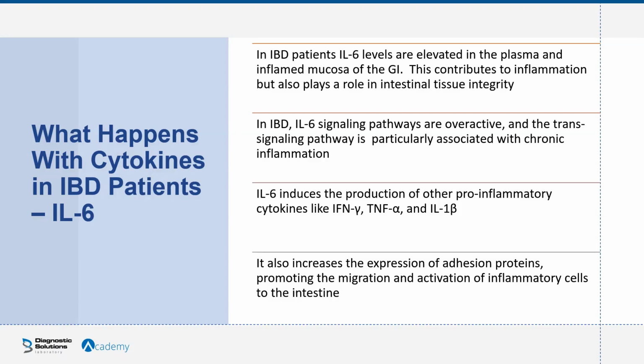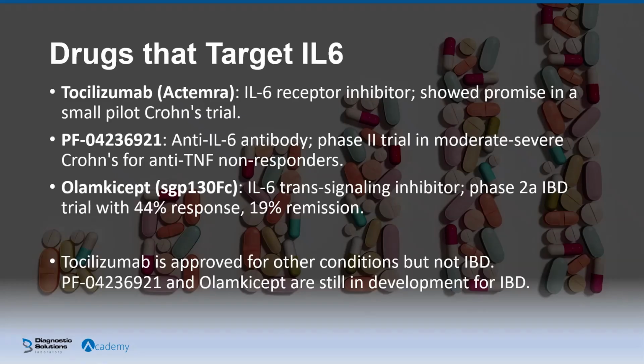Interleukin 6 will also lead to the production of pro-inflammatory cytokines like interferon gamma, TNF-alpha, and interleukin 1 beta, and the increased expression of adhesion proteins, which promote the activation of inflammatory cells in the intestine. Here's a list of drugs that target the interleukin 6 pathway within the human body.